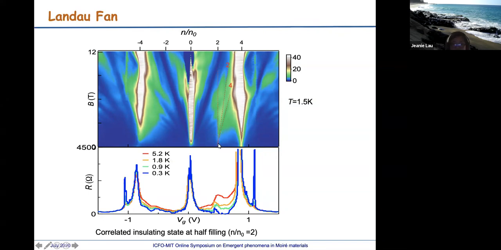What's perhaps a little more interesting is that as the temperature decreases to, say, 0.3 Kelvin, the resistance of this region, slightly above 2 electrons per superlattice cell, decreases to 0. So I think we have a superconducting state here.